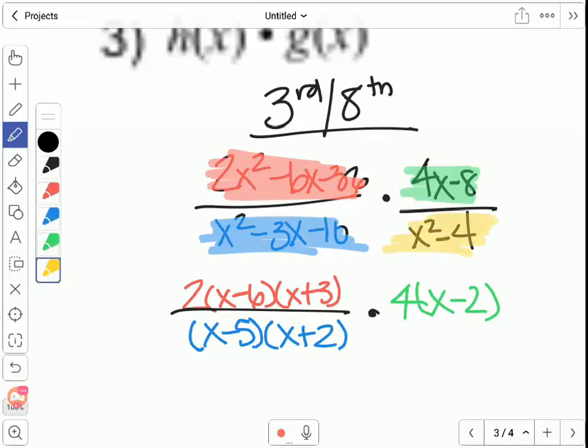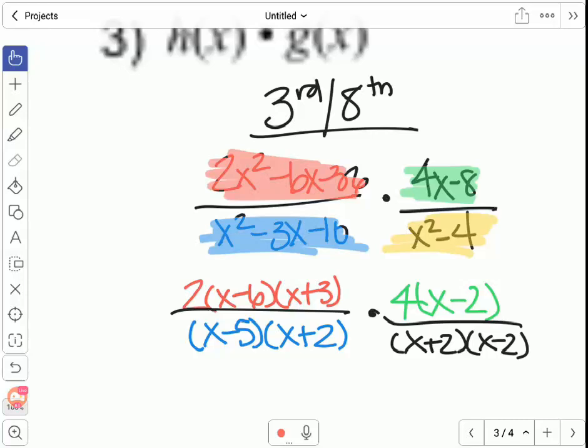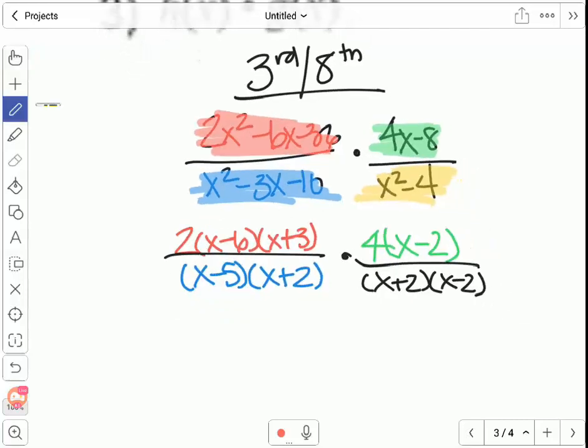And x squared minus 4 factors into x plus 2 times x minus 2. And again, we're just looking to see if there's anything that we can cancel. Anything that's the same on top and bottom. So we've got a couple things. We have an x minus 2 that's the same on top and bottom. Oh, and actually that's it.